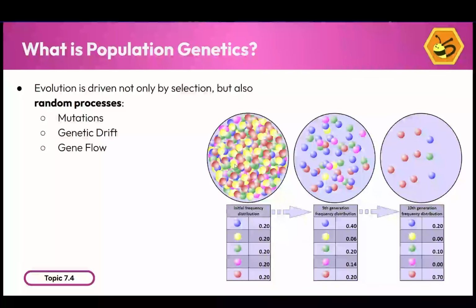Looking at this image here, it's essentially a simulation of the allele frequencies within a single population. As you can see, it all starts with an equal distribution of the colors blue, yellow, green, pink, and red. But as the generations progress, due to random processes, a process known as genetic drift, the allele frequencies change over time, and they don't maintain their 20% ratio.